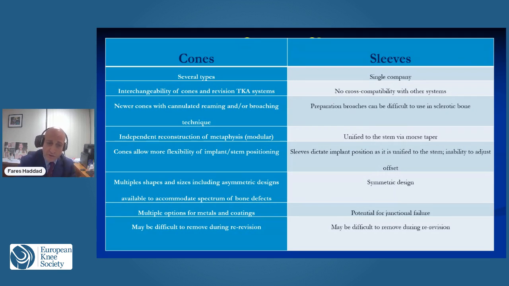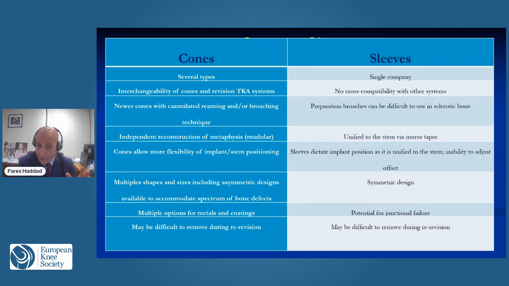You can reconstruct the metaphysis independently from anything else, and you are not slave to the stem, which is quite an important thing. There are increasing myriad designs and shapes and sizes, so you can play with them if you like. For the hip surgeons in the audience, very much as we do with the augments in the hip, you can be very creative, but they can be really tricky to remove, and anybody having to grapple with one in revision surgery will tell you it's a hard day when you've got to remove an ingrown cone.